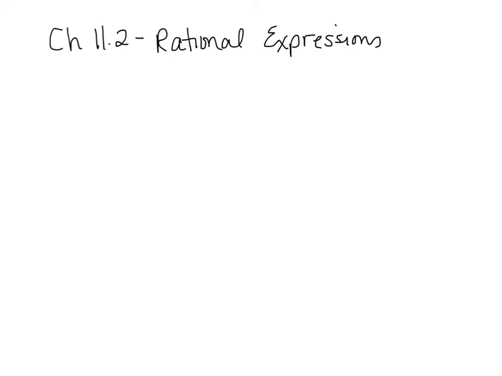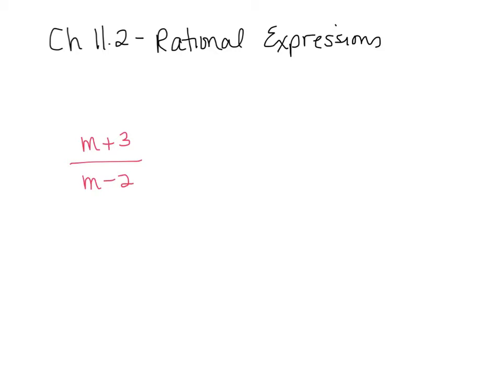Hello and welcome to Algebra 1, the second part of Chapter 11.2, and we're going to finish our discussion on rational expressions. So the question is, on our slightly more complex rational expression we're going to look at, we have m plus 3 over m minus 2. Does that simplify?